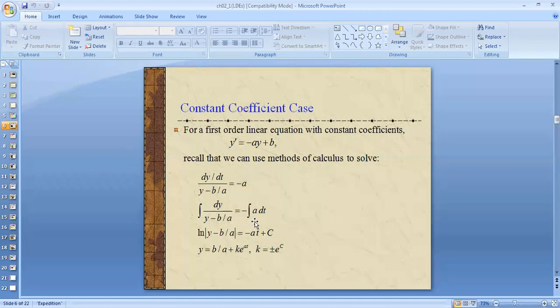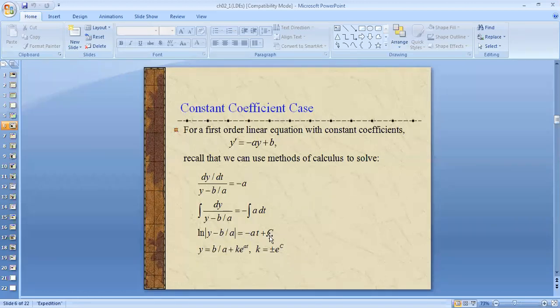On the other side there is no variable, so if we integrate with respect to t, the integral of 1 is t, and we have to introduce an integral constant c. We can take exponentiation on both sides, so e to the power ln cancels. Then y minus b/a equals k times e to the power of minus a t, where k equals plus or minus e to the power c. So the result is y equals b/a plus k e to the power of minus a t, taking exponentiation on both sides.